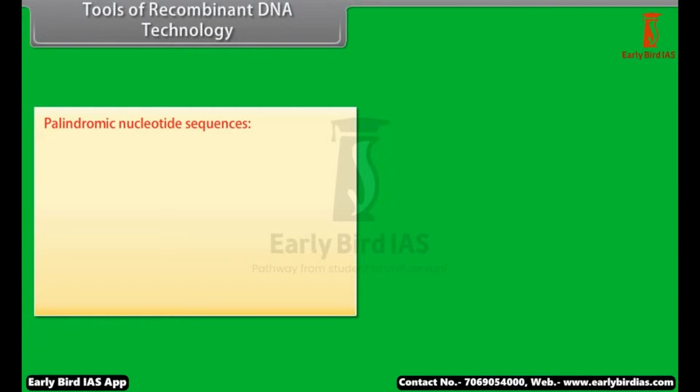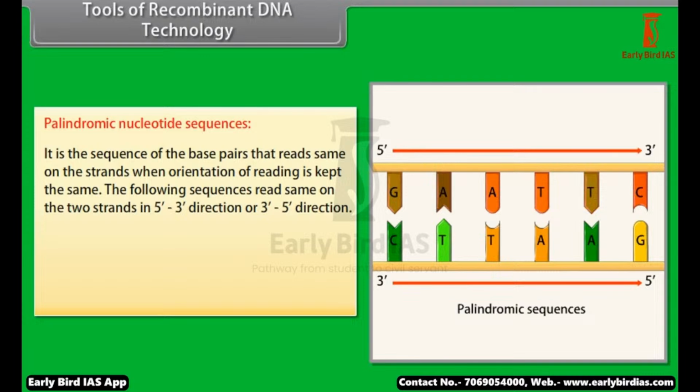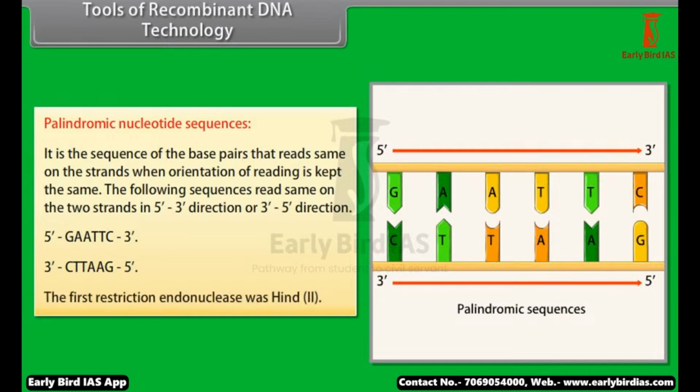Palindromic nucleotide sequences. It is the sequence of the base pairs that reads the same on the two strands when the orientation of reading is kept the same. The following sequences read the same on the two strands in 5' to 3' direction or 3' to 5' direction. 5' GAATTC 3', 3' CTTAAG 5'. The first restriction endonuclease was Hind2.